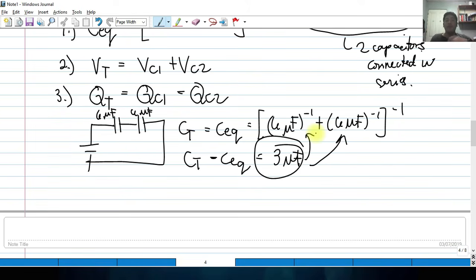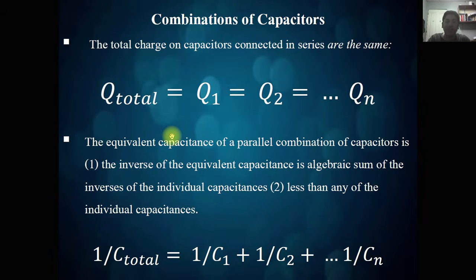So in short, if we want to lessen the total capacitance of a circuit, connect the capacitors in series. While if we want to increase the total capacitance of the circuit, connect the capacitors in parallel. Okay, I hope you are getting what I'm trying to say here. These are very important concepts.